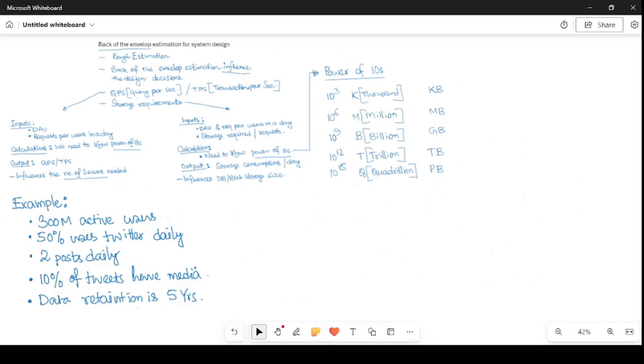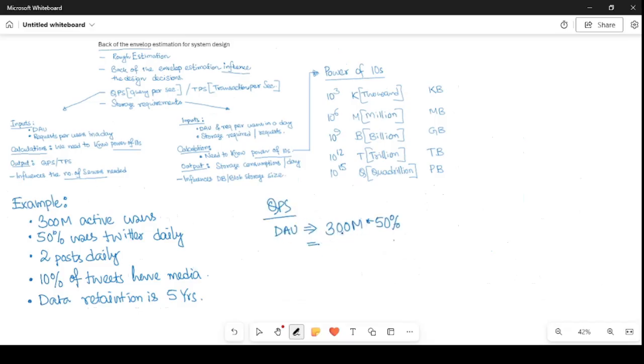This kind of information or requirements is critical to evaluate QPS and storage requirements. And QPS and storage requirement calculations are critical to design a system efficiently. Let's understand, using this information, how we can evaluate QPS and storage requirements. Let's calculate the daily active users.